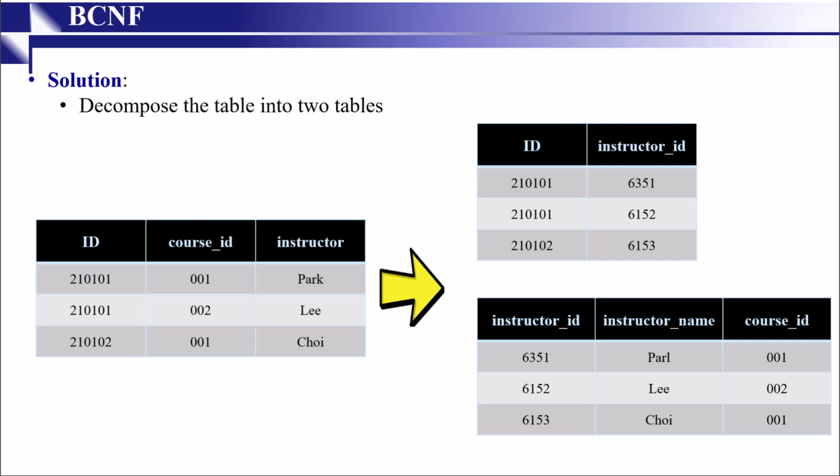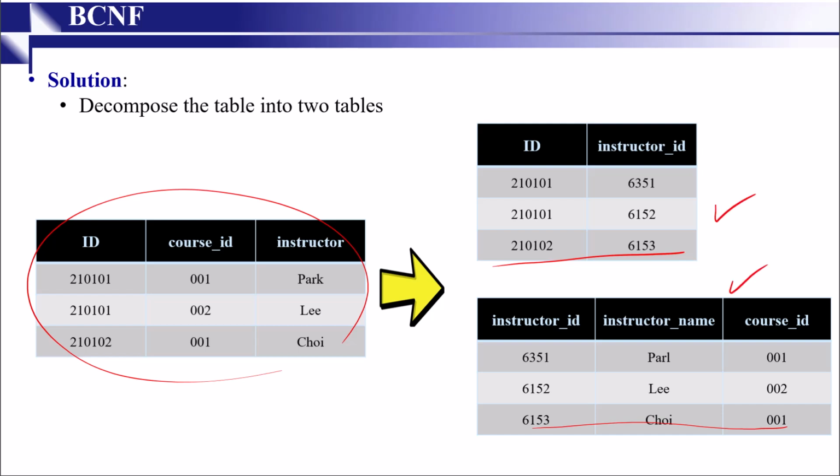So here is the solution. In order to solve this problem, we decompose this table into two tables. In one we have student ID and instructor ID, and in the other we have instructor ID, instructor name, and course ID. This eliminates the problematic dependency. It means instructor no longer determines course ID in the same table. Both tables now are in BCNF, ensuring no anomalies from functional dependency.